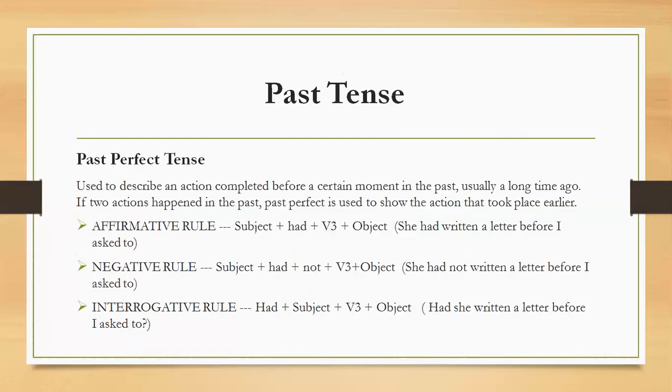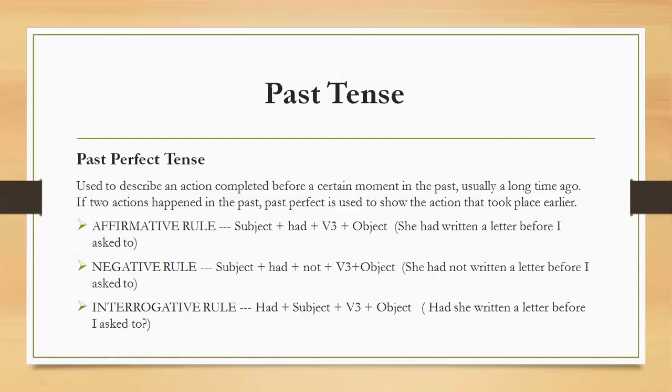And if two actions happened in the past, the past perfect is used to show the action that took place earlier. That means before. When we say he had slept before I came back from the market, the action that has been completed before will be in the past perfect form.